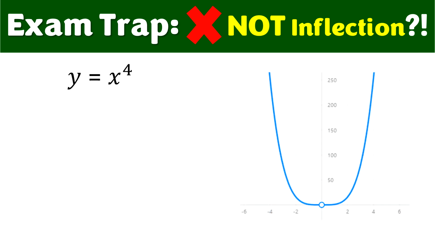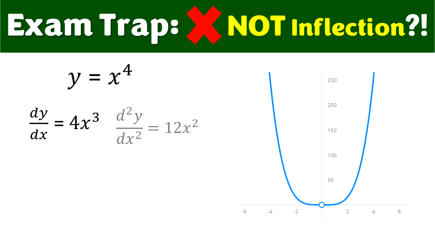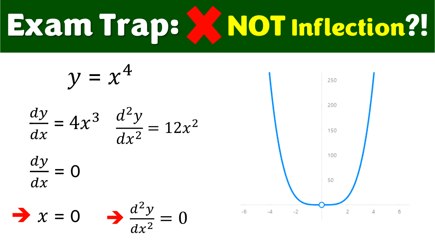How about this function, y equals x to the power of 4? The first derivative, we get 4x cubed, and the second derivative is 12x². Now again, I'm going to set dy/dx equals 0 to find the stationary point, and I again will get x equals 0. And my second derivative will also be equal to 0.